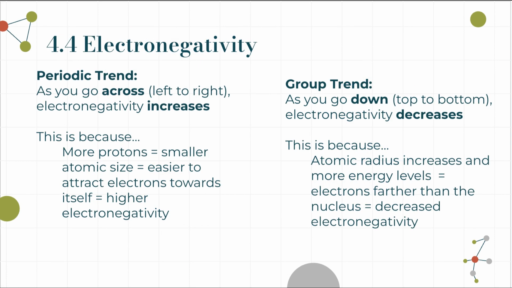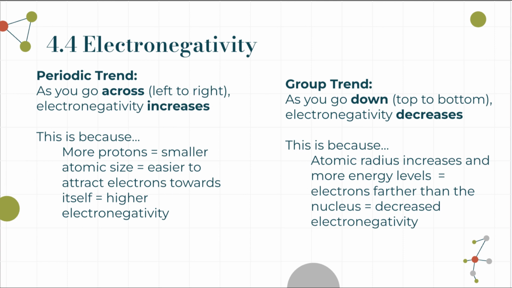I just gave you a brief introduction of the trends for electronegativity in the periodic table, but now I will explain why it happens. For the periodic trend, as you move from left to right on the periodic table, electronegativity increases. Why? Because more protons in the nucleus lead to a smaller atomic size, which makes it easier for an atom to attract electrons. Ultimately, this results in higher electronegativity values.